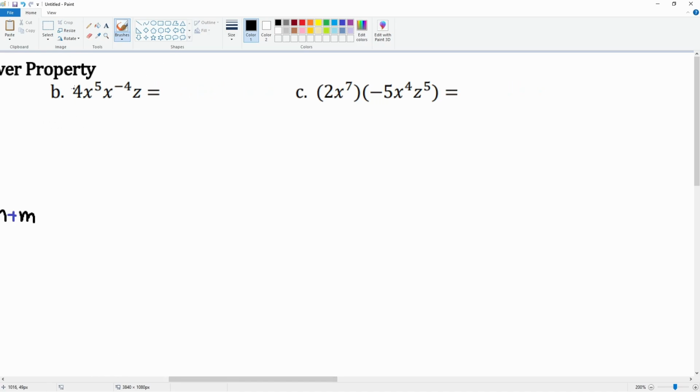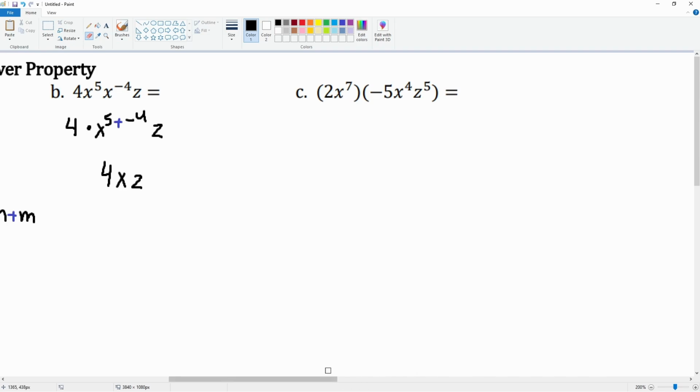B, here we see a number and some letters. It's better for us to split the number, 4, and then the variables, x to the 5th and x to the 4th, multiplied by z. X to the 4th and x to the 5th, what we can do is now add those exponents. Once we add these exponents, we see that the answer is 4x to the first power z. But no one really writes that 1 for the exponent.